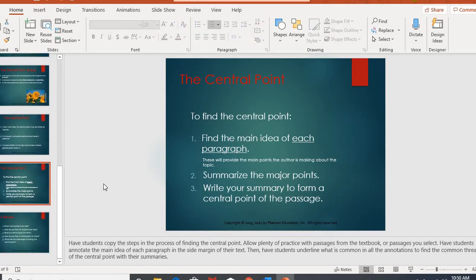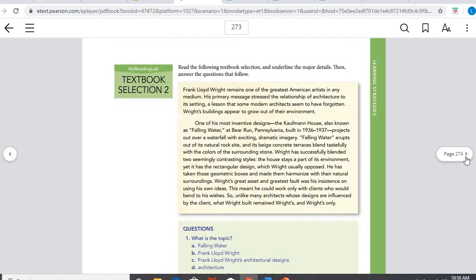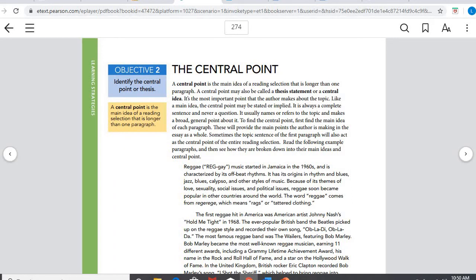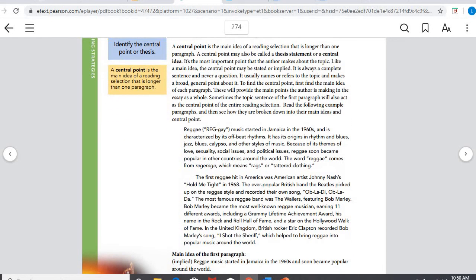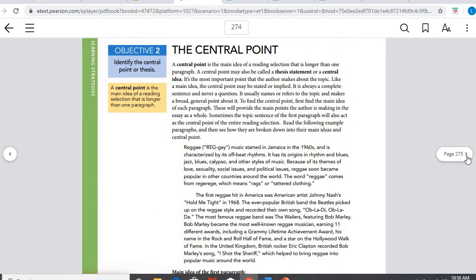Again, the central point, also known as thesis, in definition is very similar to main idea. The main difference is thesis statements are talking about multiple paragraphs. Main ideas are just talking about one paragraph. So if I look back in our text, we are going to look at practice 7 over on page 275. Page 274 goes through the definition of thesis statement, so you can read that.